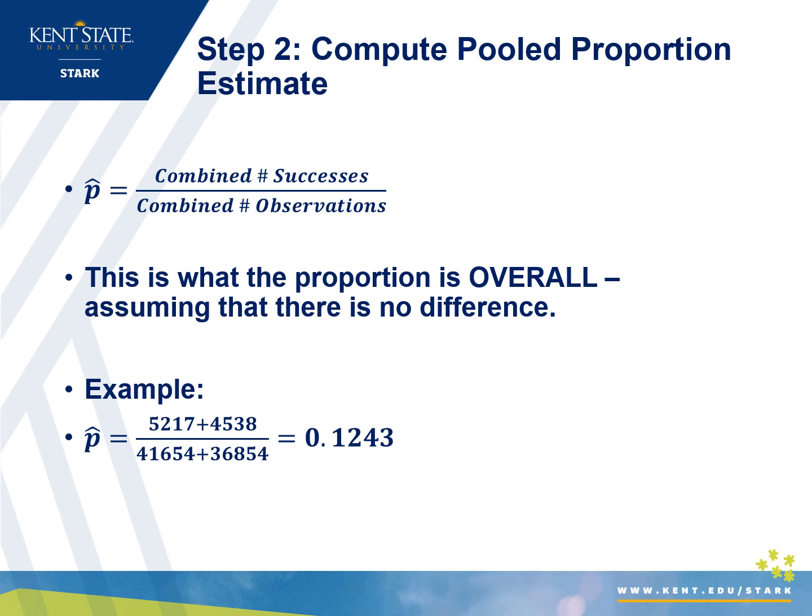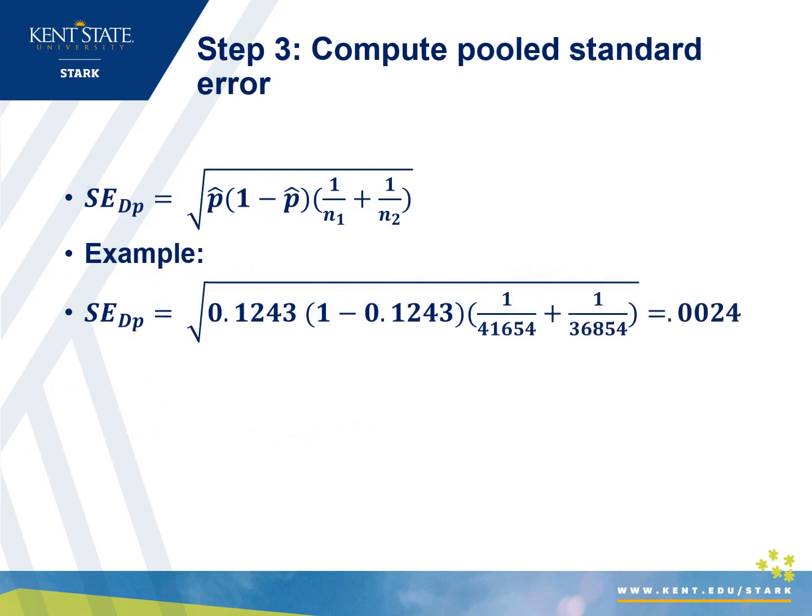For our second step, we compute the pooled proportion. That is what the proportion is overall. This means we combine the number of successes, in this case clicks, and the number of observations, in this case views, and then calculate the proportion using those combined totals. In the third step, we calculate the pooled standard error. This is very similar to the standard error for proportions in general. The only complication is that we have two different samples, each with their own sample size. So rather than dividing by a single n, we multiply by the sum of 1 divided by n1 plus 1 divided by n2.